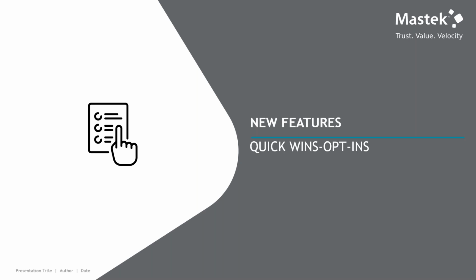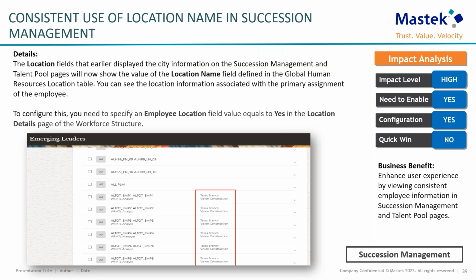The first one in this is consistent use of location name in succession management. Right now, the location details that you see in the succession plan or the talent pool generally show the city information. Now you will be able to see the exact or actual location name. But in order to do that, you have to use the employee location field and mark it as yes in the location details page of the workforce structure. So basically you have to update your existing locations in core HR so that it can display accordingly in succession management and talent pool.